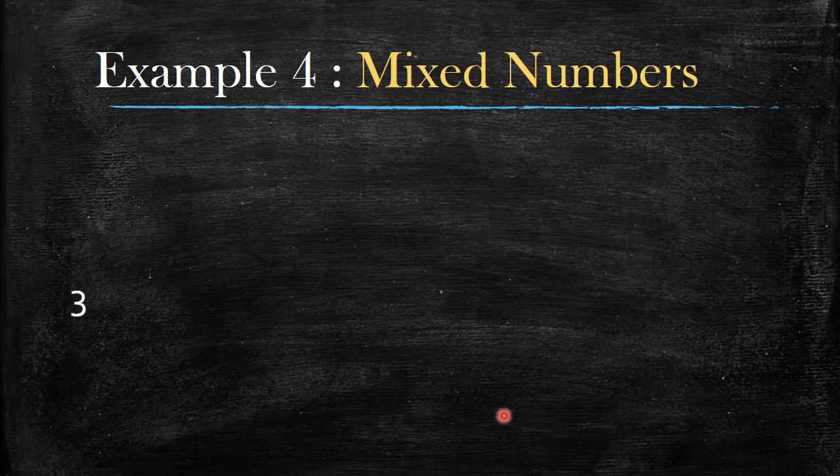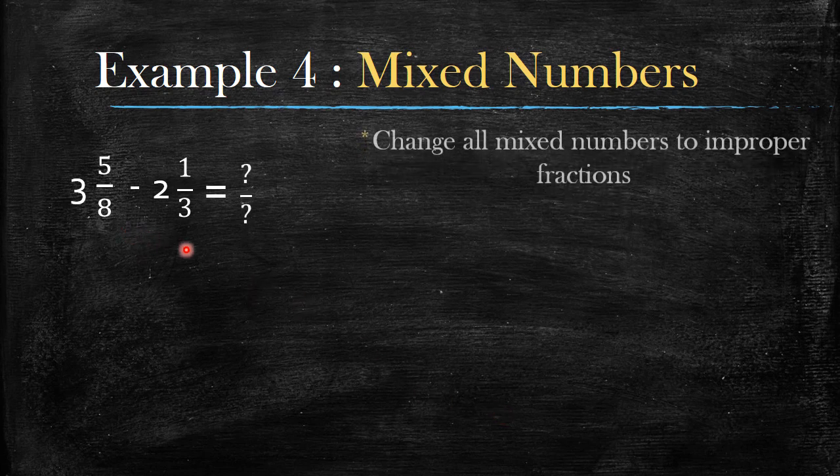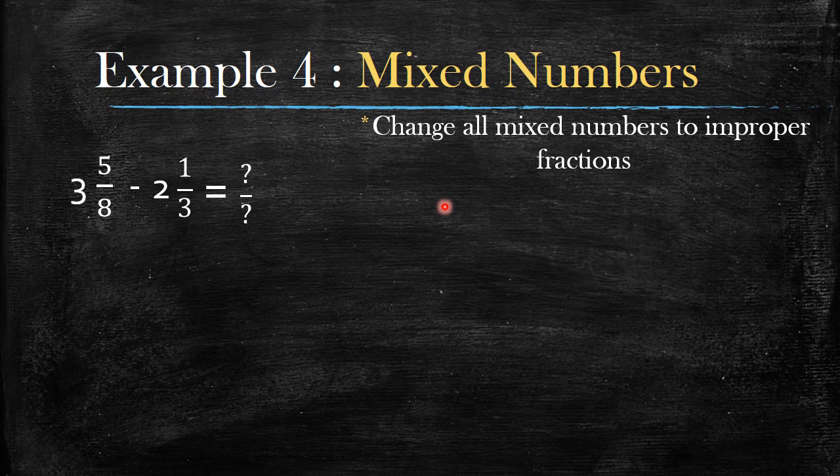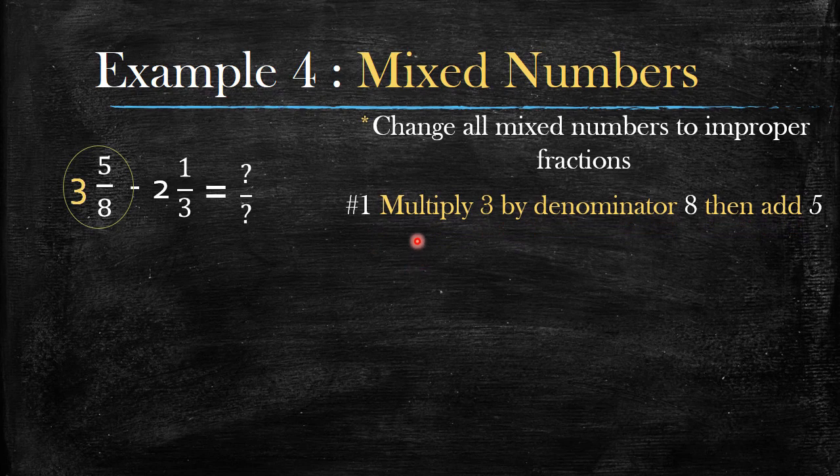Example number 4, mixed numbers. So what do you do again in a case like this? What we do is we change all mixed numbers to improper fractions. So let's look at the first part of this question. We highlight the 3, and then step number 1, multiply the highlighted 3 by the denominator 8, then add 5. So we say 3 times 8 plus 5. What do you get? You get 29 over 8. Remember, the denominator does not change.